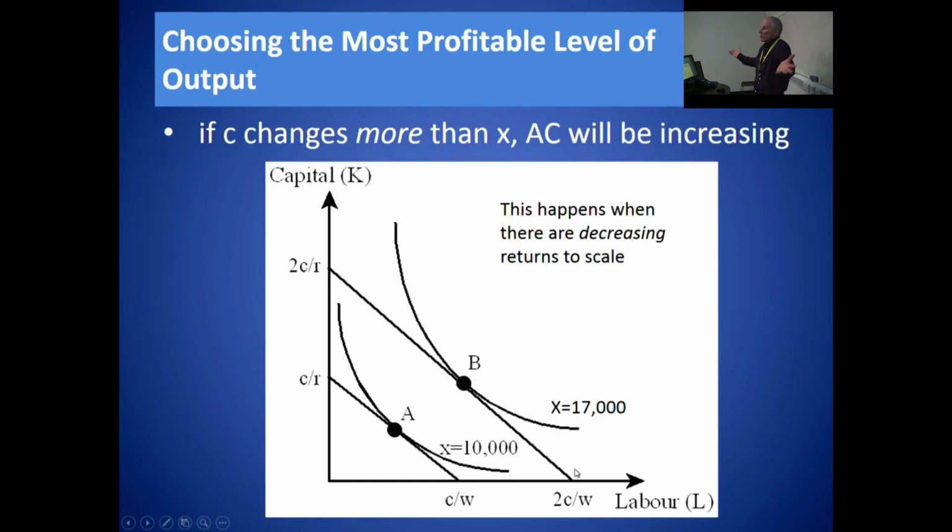That allows us to again produce more output. This time though, the increase in output is from 10,000 units at point A to 17,000 units at point B. So we've doubled all factor inputs and doubled costs, but output has less than doubled. That happens when there are decreasing returns to scale.